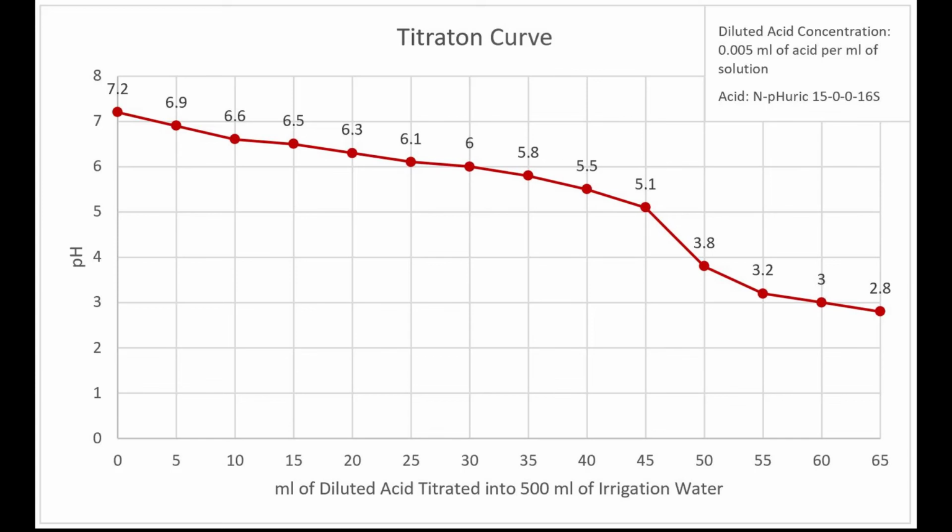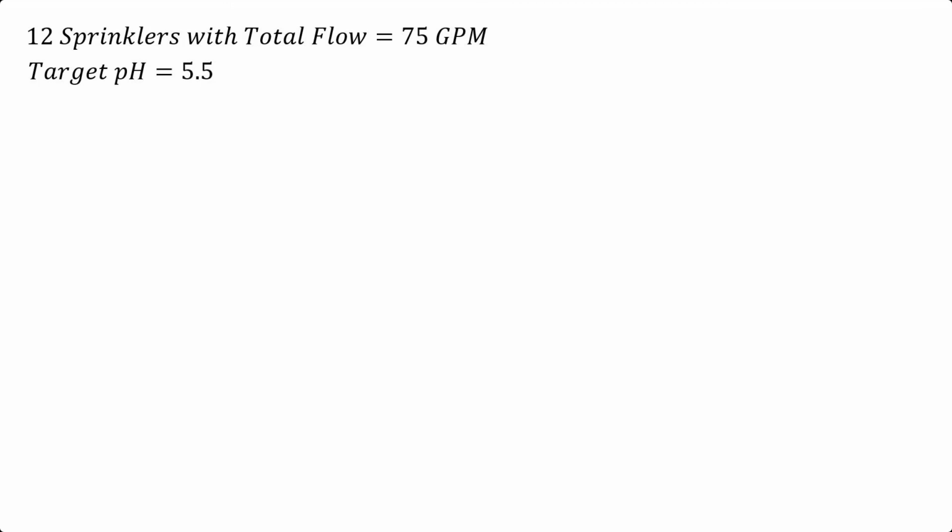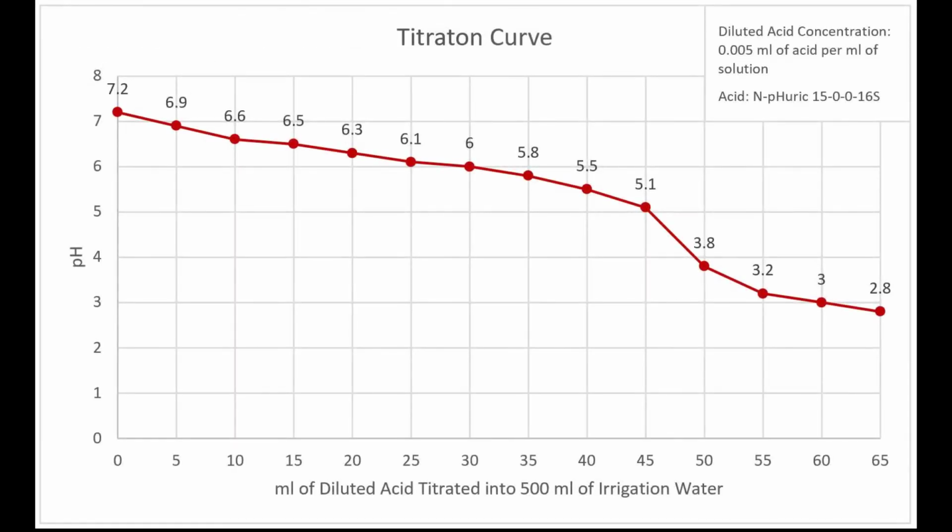While this graph does look very similar to the one in the book, it is dependent on your irrigation water and the concentration of acid that you're using. We had a total of 12 sprinklers running in the field. The total flow rate from those 12 sprinklers was 75 gallons per minute. And let's assume that we want a target pH of 5.5 out of those sprinklers. To achieve that, we need to look at our titration curve here, find 5.5 on the chart, and then look down and see how many milliliters that takes.